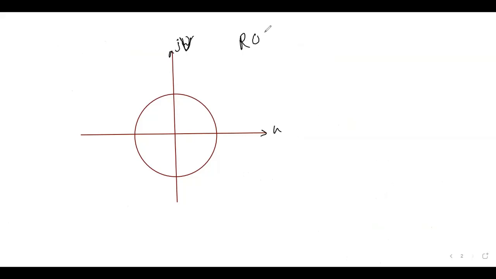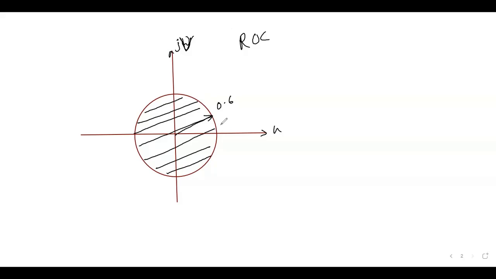On the u plus jv plane, and the region of convergence, this area, and the radius is 0.6, and this area will be the region of convergence. This area will be the region of convergence. Am I clear? Okay, this will be the region of convergence.